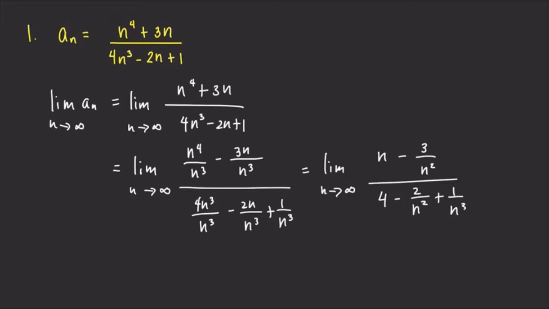And the limit as n goes to infinity in this case: this term goes to 0, this goes to 0, and this term also goes to 0. So as you can see here, our numerator goes to infinity and the denominator goes to 4. Therefore, the limit of this sequence is equal to infinity. So therefore, the sequence a sub n is divergent.